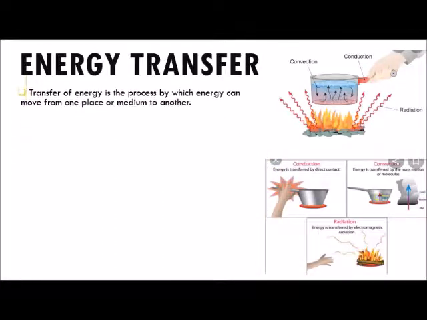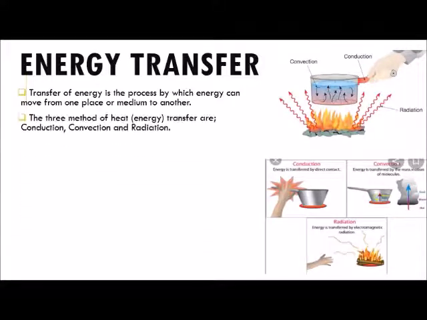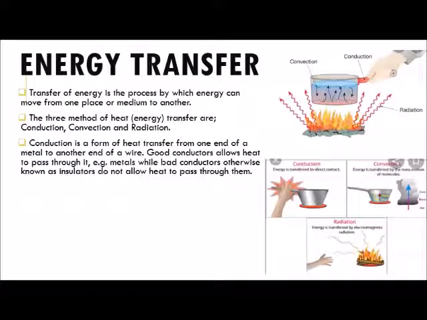Energy transfer. Transfer of energy is a process by which energy can move from one place or medium to another. The three methods of heat or energy transfer are conduction, convection, and radiation. Let us look at conduction. Conduction is a form of heat transfer from one end of a metal to another end of a wire. Good conductors allow heat to pass through them, for instance, metals, while bad conductors, otherwise known as insulators, do not allow heat to pass through them.